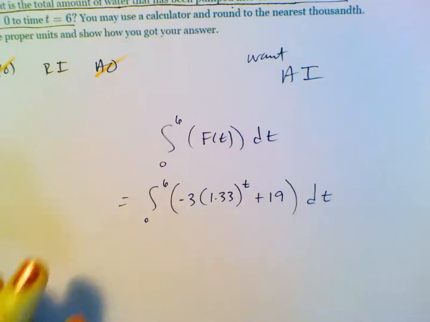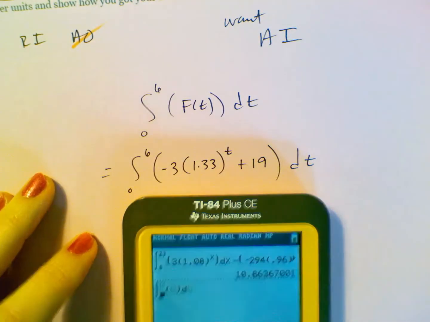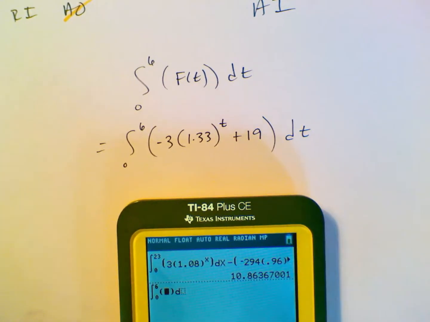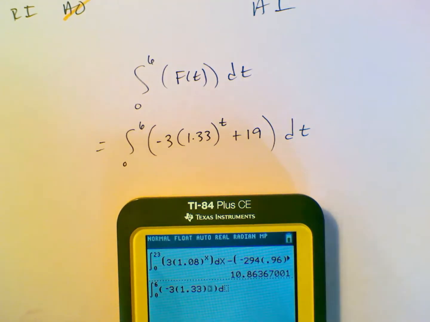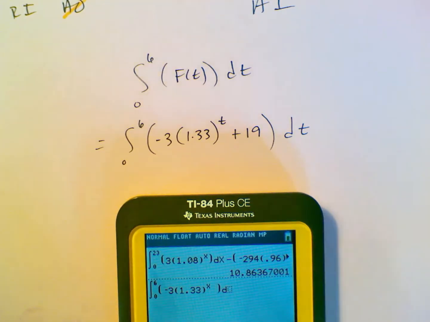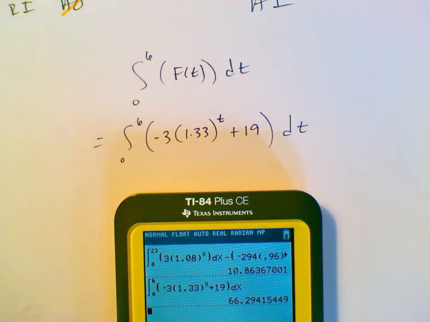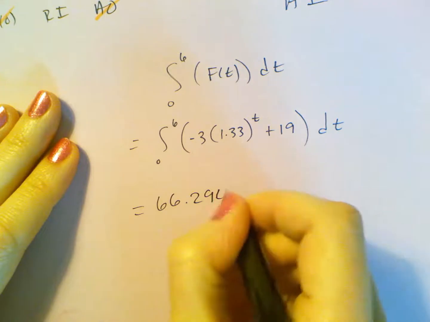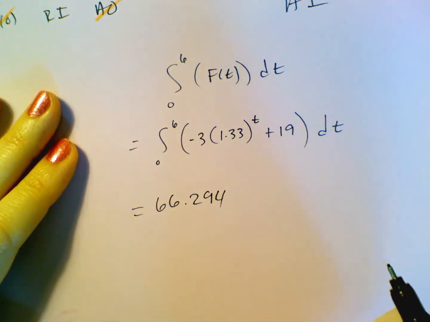Okay. And then you just use Math 9. Math 9. 0 to 6. Okay, 66.294. Units, gallons.